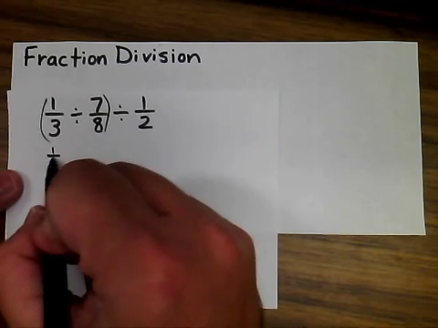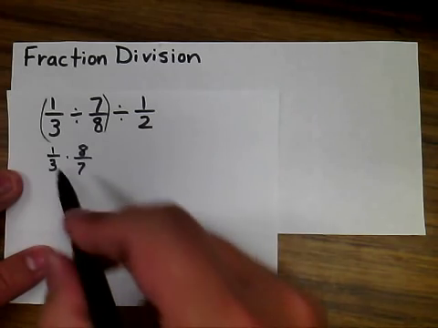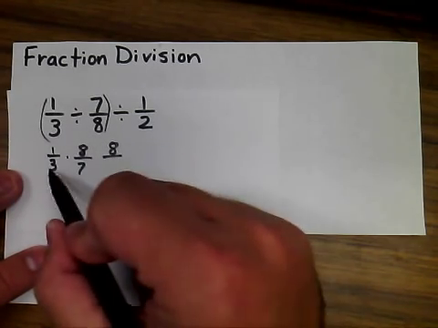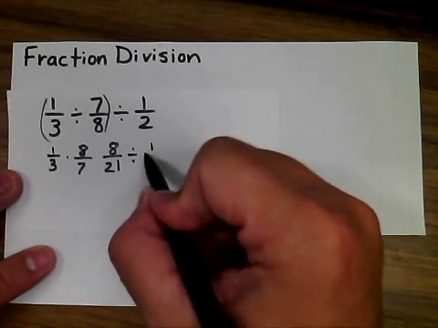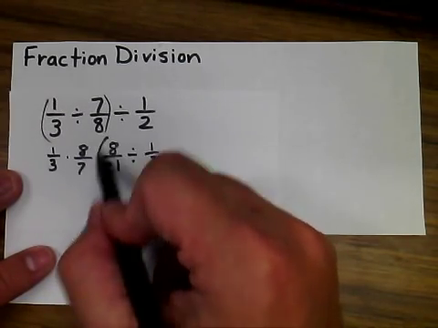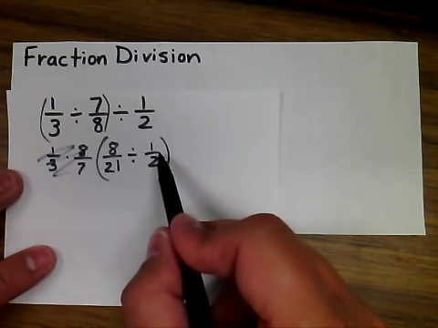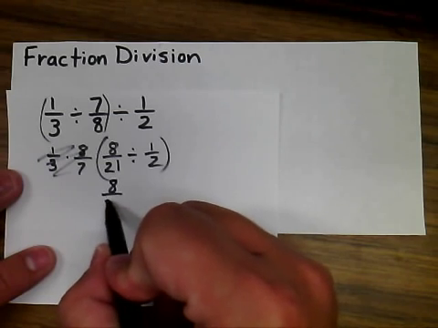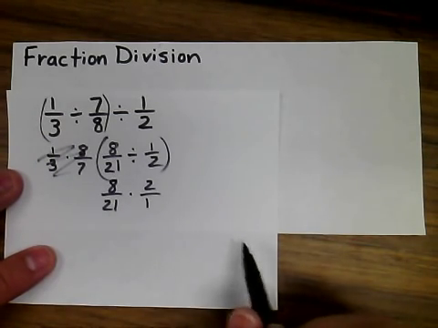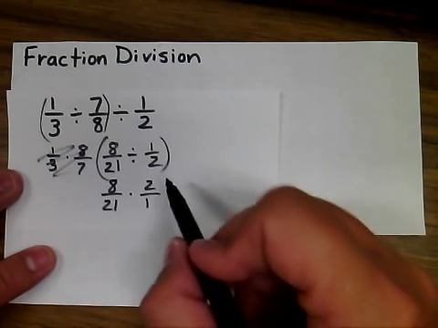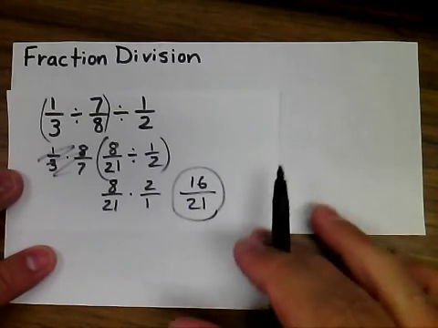So first we're going to do 1/3 times, remember to reciprocal your right, and then multiply. 1 times 8 is 8. 3 times 7 is 21. Now, just like before, we're going to bring down everything else. So now we've got a new problem of 8 over 21 divided by 1/2. We're going to rename that, multiply by 2 over 1. We can't cross cancel anything, so we're just going to multiply across. 16 over 21 would be your final answer.